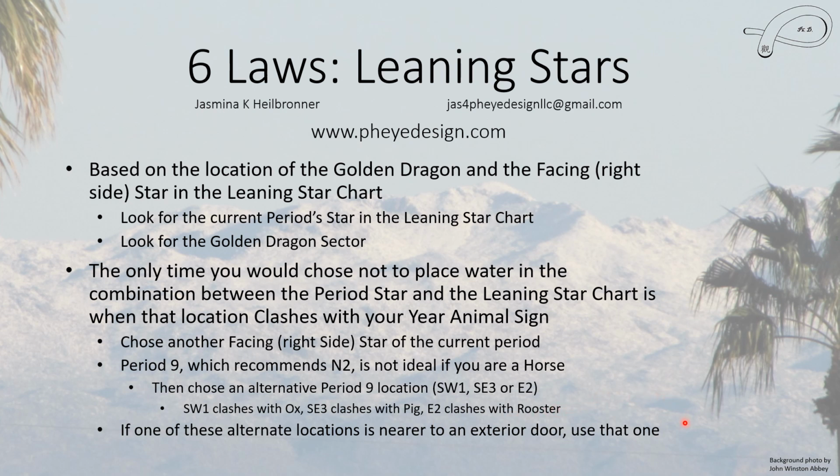If you have an external door, and preferably not the one to your garage, but a true external door that opens out to really the outside like a back door, then you want to use of these alternate locations the one that's closest to that external door. So if, for example, you had a door in the west, your southwest 1 is probably the best place to put it, so long as you don't have an ox as your year animal sign.